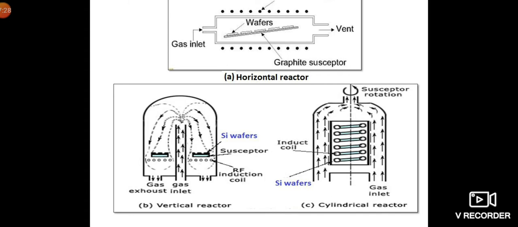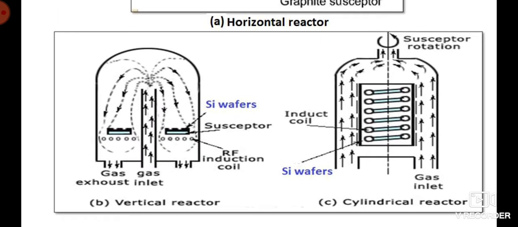In figure C, a cylindrical or barrel-shaped reactor is shown. Why is it called barrel? Because it actually looks like a drum.